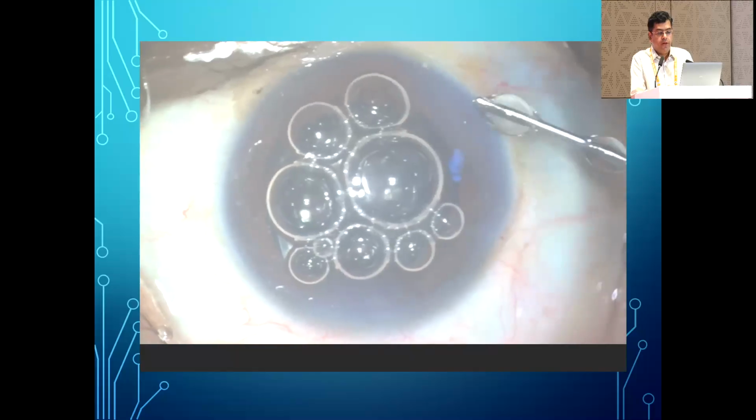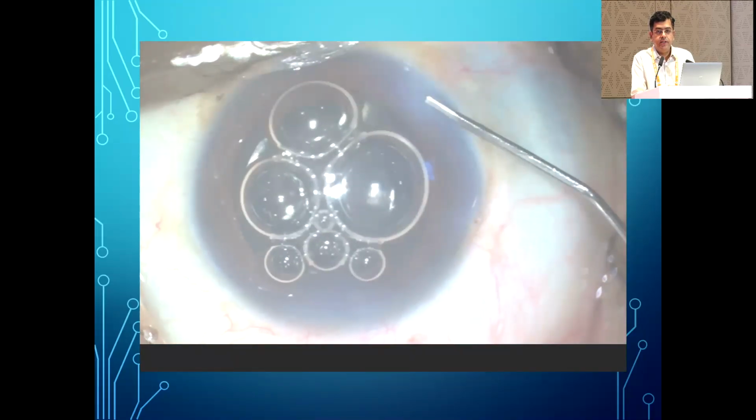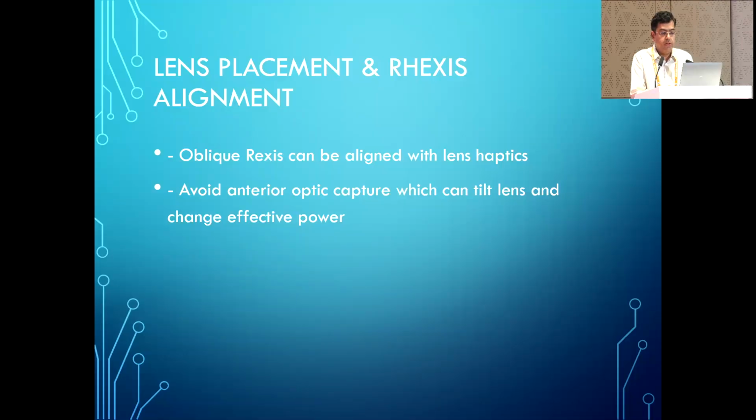And the most important thing is, if you find that the anterior chamber is shallowing a little bit, it is always better to fill some air. This is very important in toric lenses and trifocal lenses, because there is no post-operative shallowing, so you don't get inadvertent optic capture, or a little misalignment or decentration of the lens. You can always put in a little bit of air bubble. And for an oblique rhexis, it is better to align the lens haptics along the oblique axis of your rhexis.